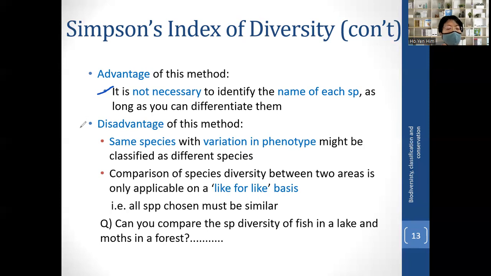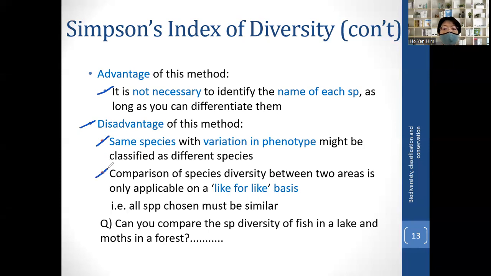But the disadvantage is that sometimes some organisms are of the same species but can look very different. Because of that, we might classify them into different species when we do the sampling. So that could be a mistake, because of the way we classify them.